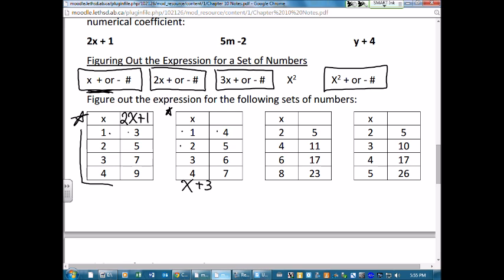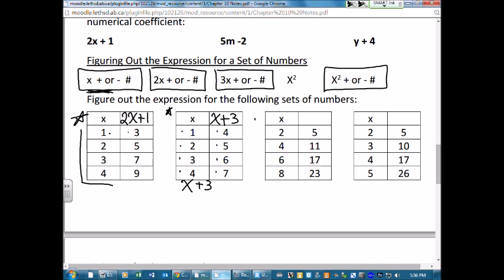Okay, if x is 2, and I add 3, that gives me 5. Oh, that works. If x is 3 and I add 3, that gives me 6. That works. If x is 4, I add 3, it gives me 7. So, wow, that was pretty easy. X plus 3 is our expression. Now, if it didn't work, I would go to 2x plus or minus something, then 3x, and so on. Okay, let's try this next one.